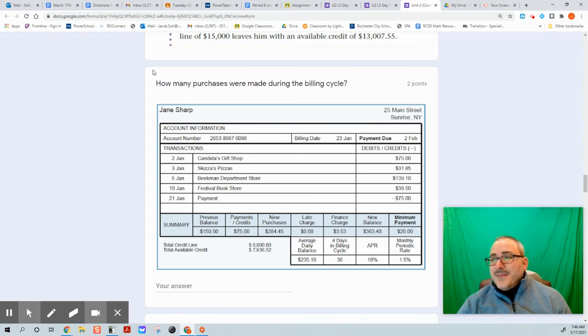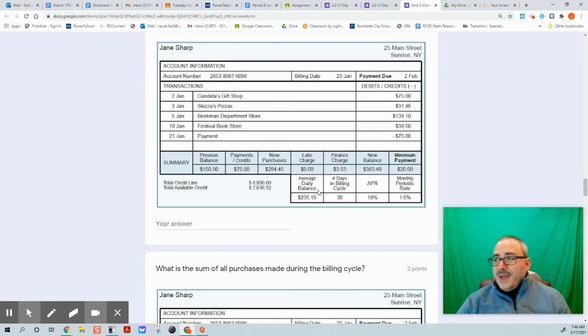So let's just talk about them. How many purchases were made during the billing cycle? Well, the purchases are the debits, right? It's everything with a positive number. I just count them. 1, 2, 3, 4, right? Four. 4 payments were made.